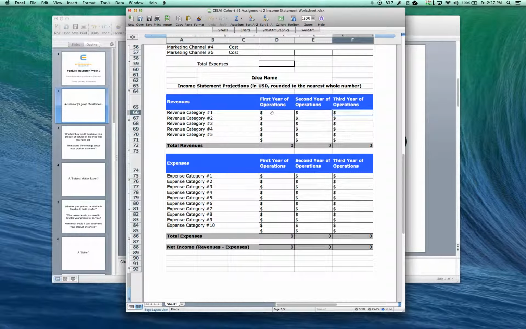So this has been a walkthrough of the income statement worksheet, and in the next video, I'm going to talk to you about testing your key assumptions.